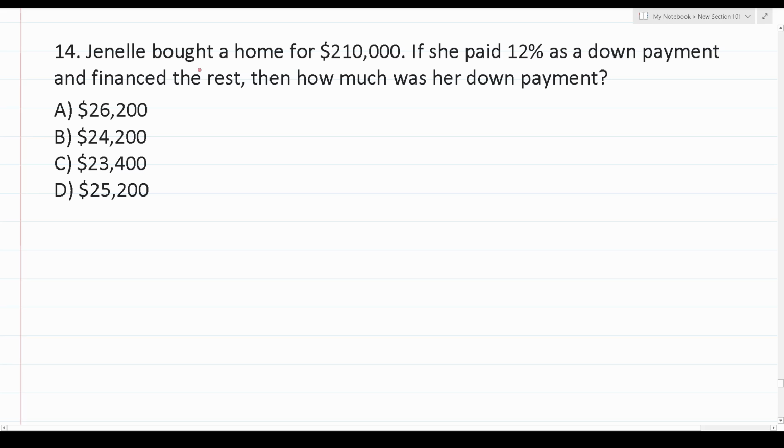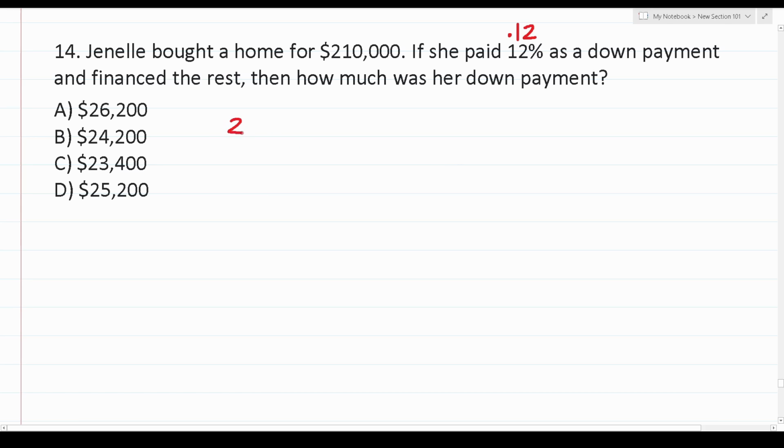Number 14 says Janelle bought a home for $210,000. If she paid 12% as a down payment and financed the rest, then how much was her down payment? All right, so as I've said multiple times in this video, you want to express percents in decimal form, and the decimal form of 12% is 0.12. Now we have to figure out what 12% or 0.12 of $210,000 is.